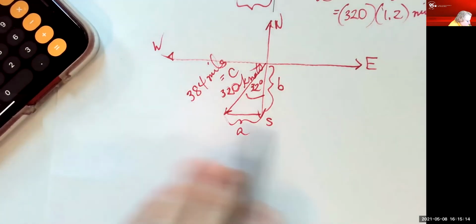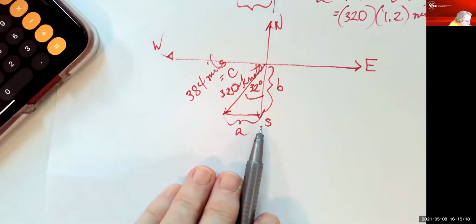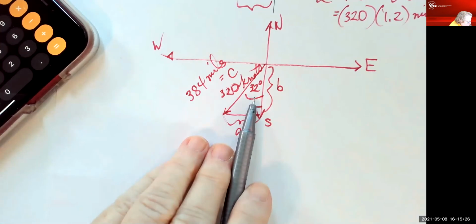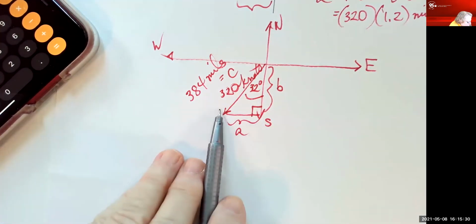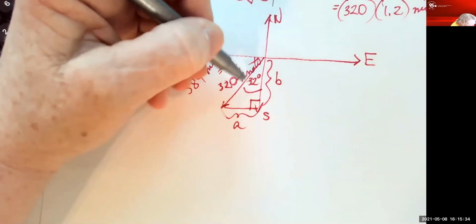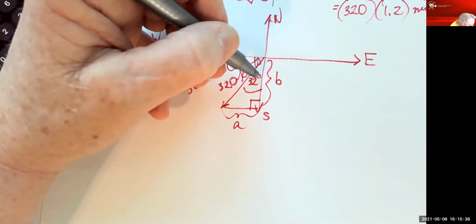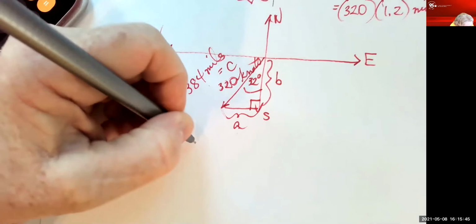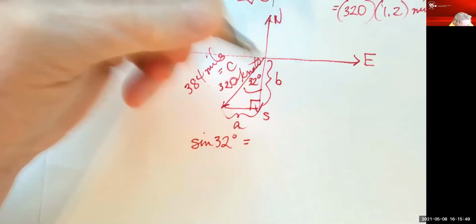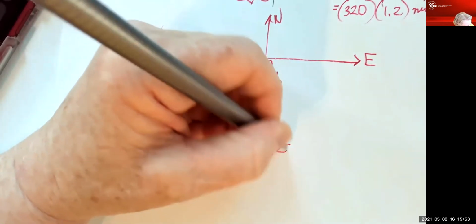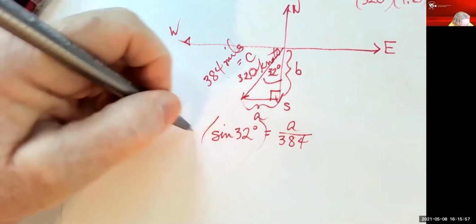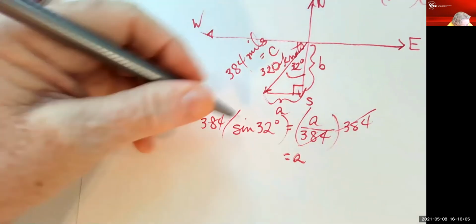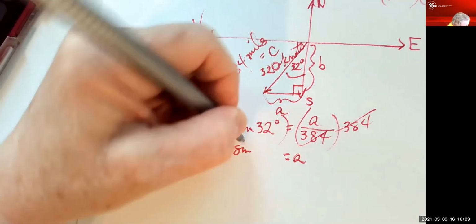To find the horizontal component, let's think of what we know about angles. So we've got 32 degrees. The opposite side is A. The hypotenuse is 384. So we could say that the sine of 32 degrees will be A over 384 miles. We can multiply both sides by 384. And we get that the horizontal distance will be 384 miles times the sine of 32 degrees.